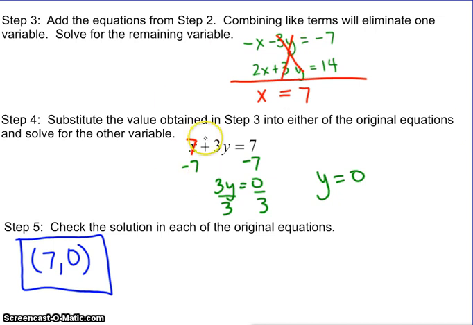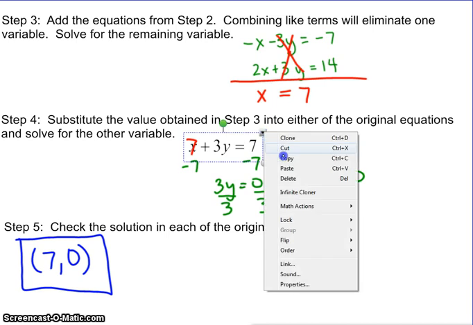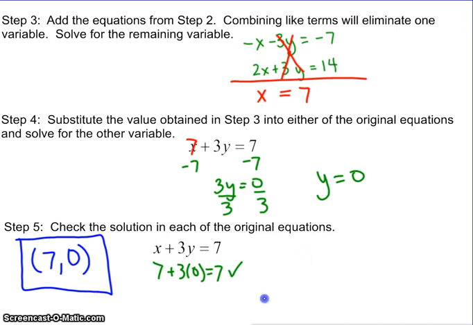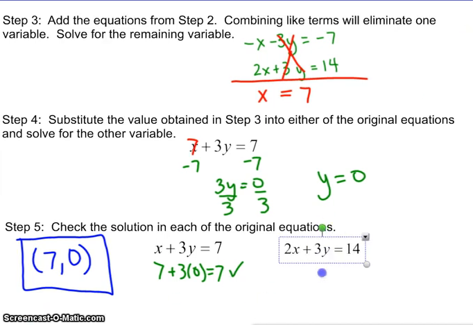So what we can do is we can actually take the original equations and plug in 7 and 0 to see if it works. So if I plug in 7 for x and 0 for y, do I get 7? The answer is yes. If I go back and grab the other equation, all right, so there's the other equation, plugging in 7 for x and 0 for y, do I get 14? And 2 times 7 is 14, plus 0 is still 14, so this works. So the solution 7, 0 works for both problems, so that is my answer.